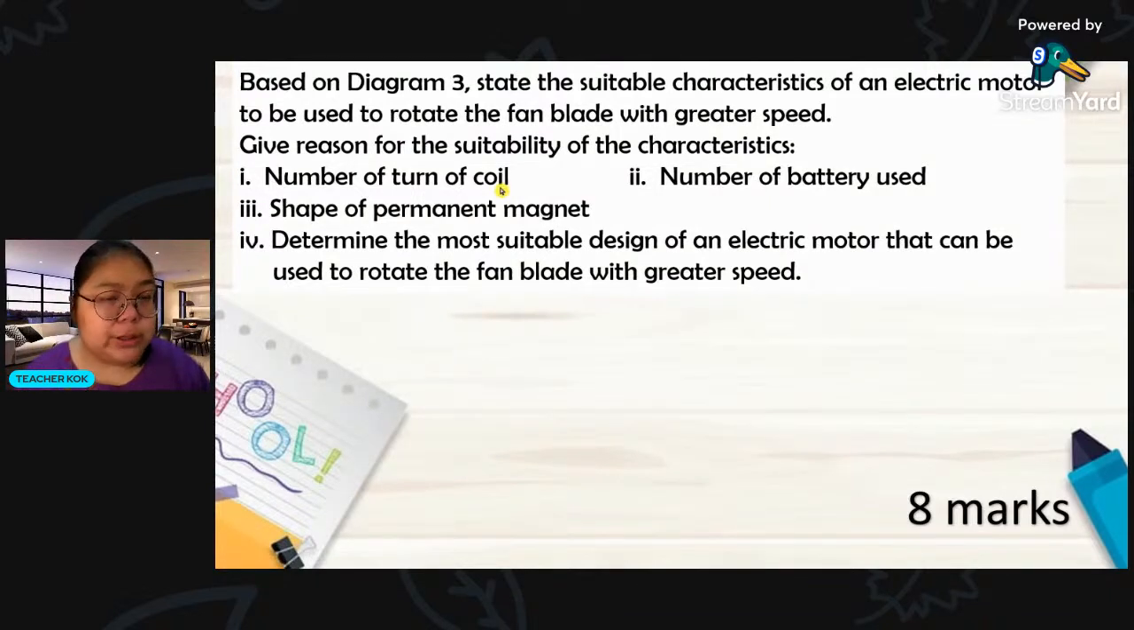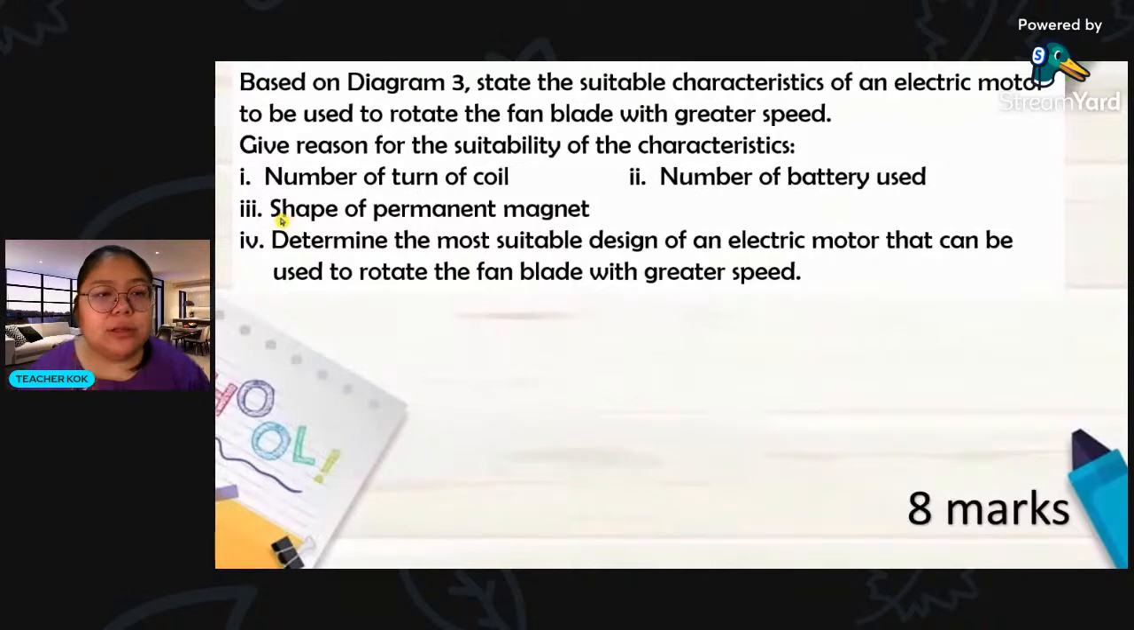We just say I want more, or less. Number of batteries, you also do not need to say I want 3 batteries or 1 battery. You just say more batteries, more battery should be better. Number 3, shape. Shape you can copy from the question. You want the semicircular-shaped permanent magnet. Then you need to explain why.